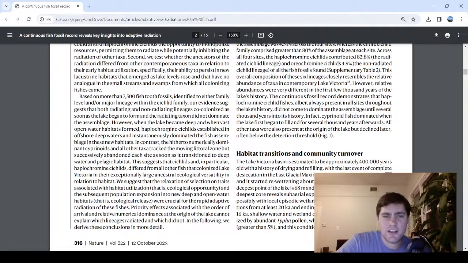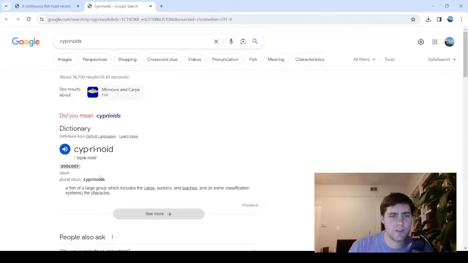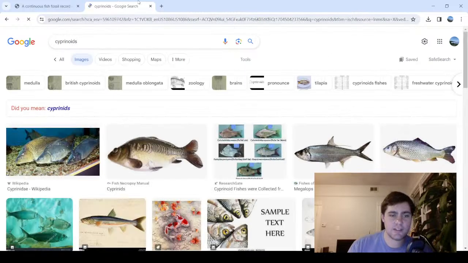In contrast, the hitherto numerically dominant cyprinoids and all other taxa tracked the littoral zone but successfully abandoned each site as it soon transitioned to deep water pelagic habitat. Wow. Okay, this is a lot of... cyprinoids. That sounds like an alien. Fish includes carps. Okay. So, some big fish. Nice.